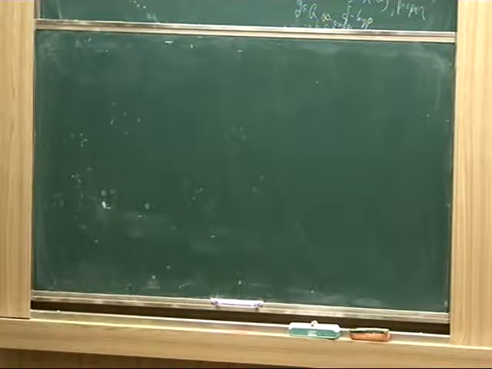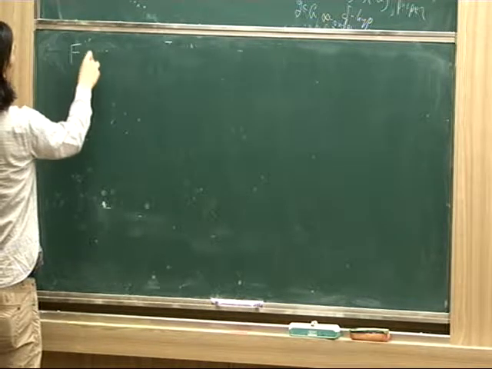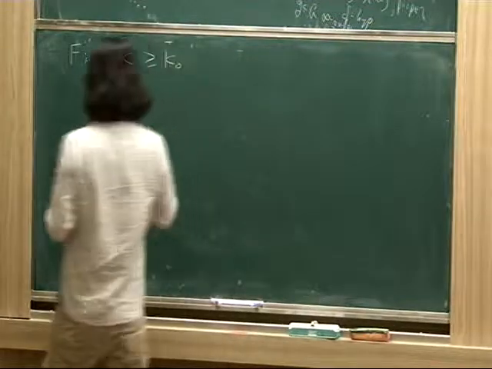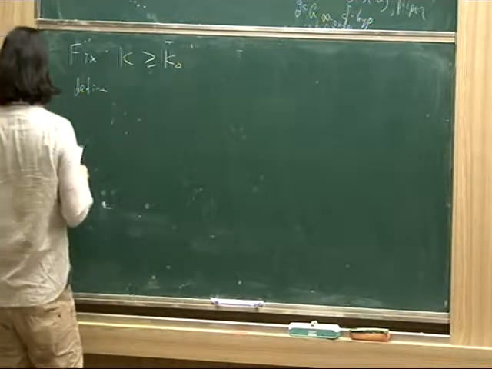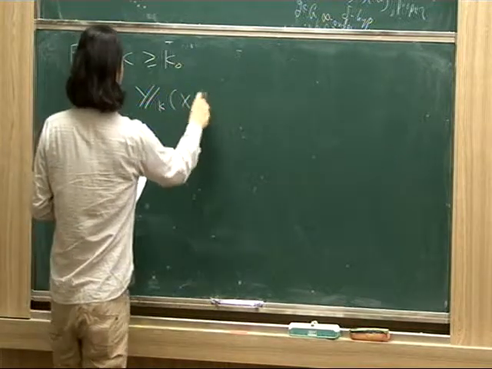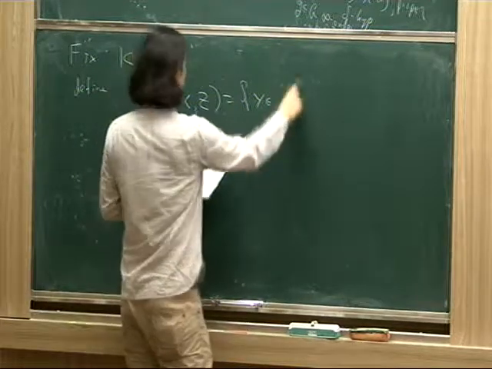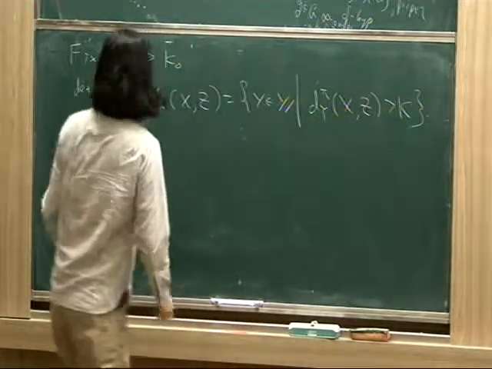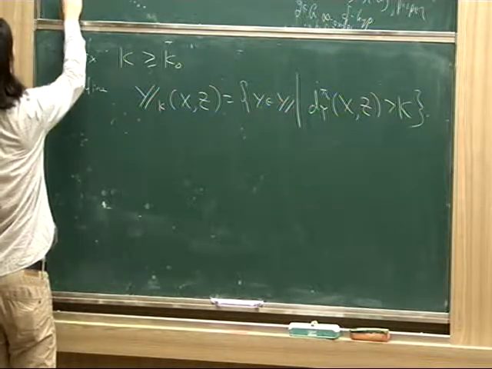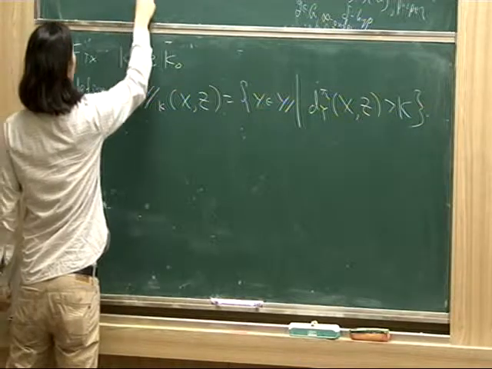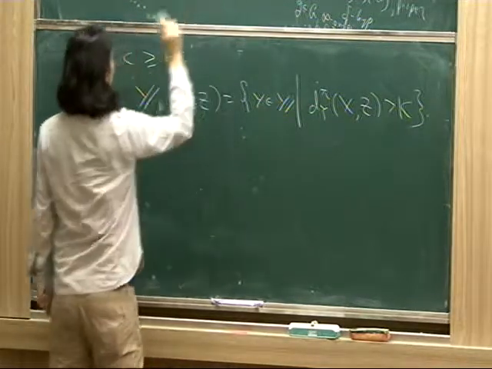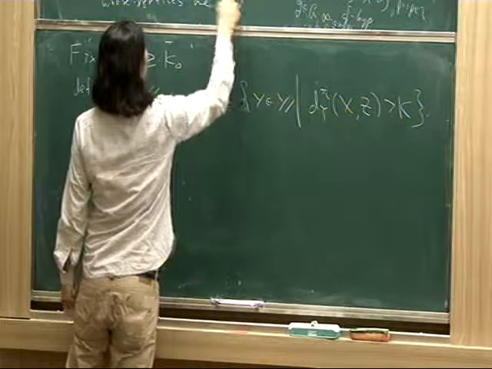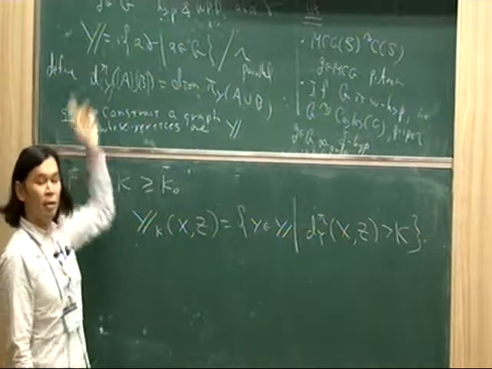in say maybe 5 minutes I'm going to define a quasi-tree. So fix a large enough constant, K0, and then define Y_K of x, z as all elements in Y which have a large projection. So maybe I should say the goal: my goal is to construct a graph whose vertices are the set Y. This is my vertex set.